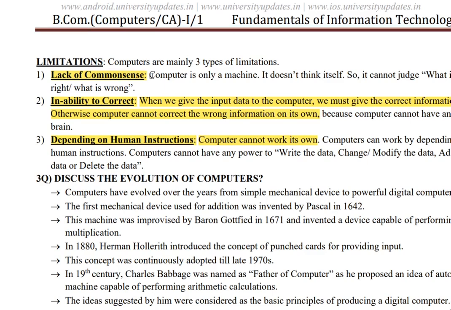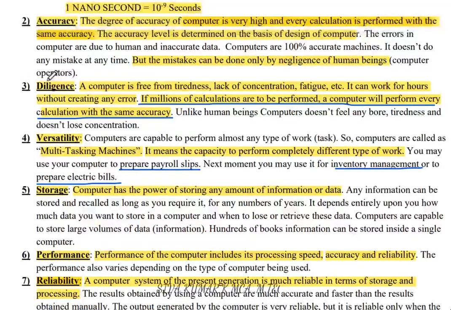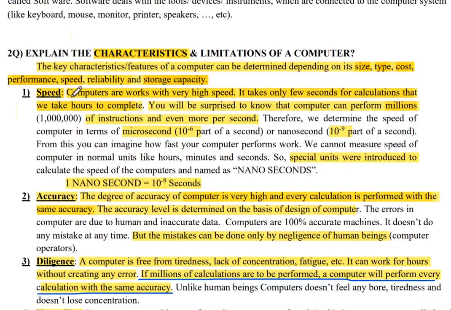What is the lack of common sense? A computer is only a machine. It does not think for itself. There is no brain. It doesn't have any brain. That's why it does not think, does not correct itself, and cannot judge itself whether it is right or wrong. So these are the limitations, and these are the characteristics. Very important. Thank you.